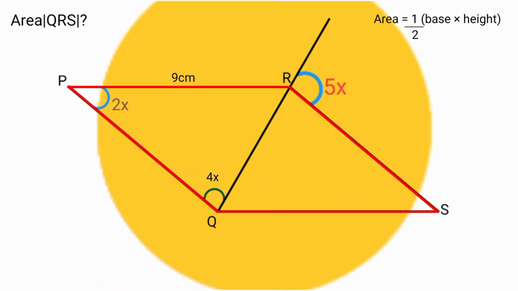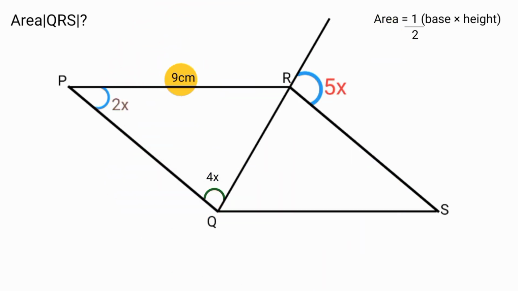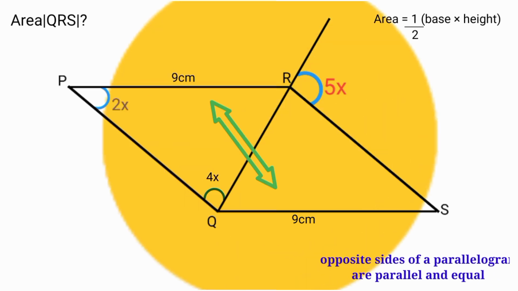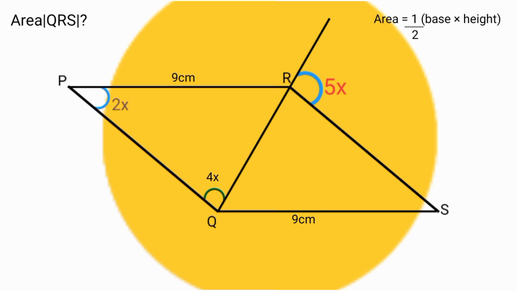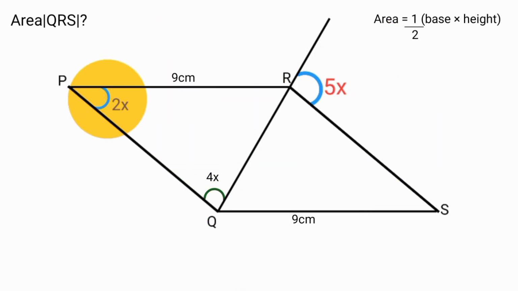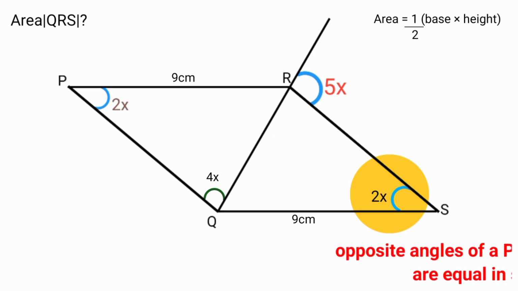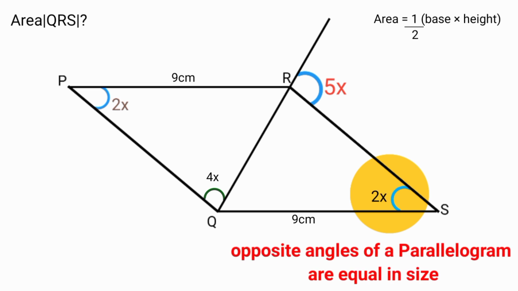So since this quadrilateral PQRS is a parallelogram, and this side here is 9 centimeters in length, this line must also be 9 centimeters because opposite sides of a parallelogram are parallel and equal. Here is another thing to be noted. Since this angle here is 2x, this here must also be 2x because opposite angles of a parallelogram are equal.